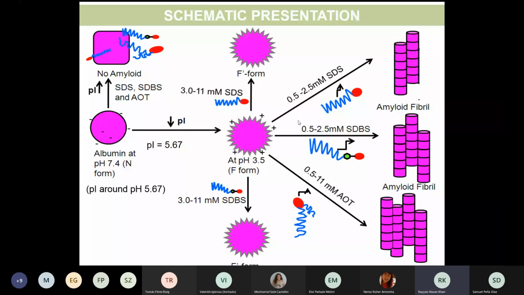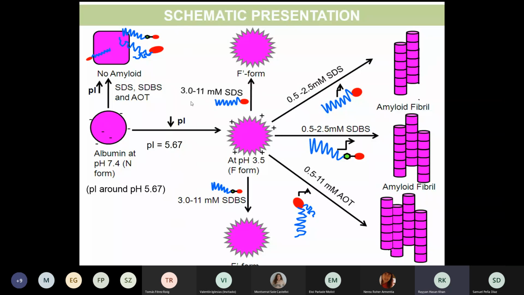we observe that there is a persistent ThT binding and Rayleigh scattering that was observed from 0.5 to 11 millimole. So in this case, we are going to get more amount of amyloid fibril formation. While if we go above 2.5 millimole concentration of the SDS, in that case, it is going to change from the F form to F prime form. A similar case is observed for the SDBS.